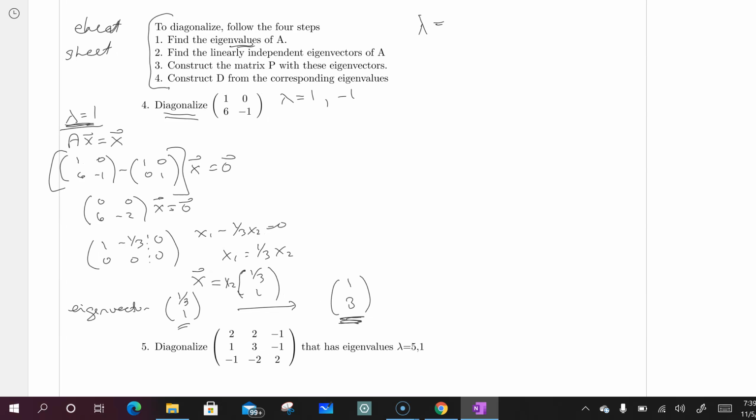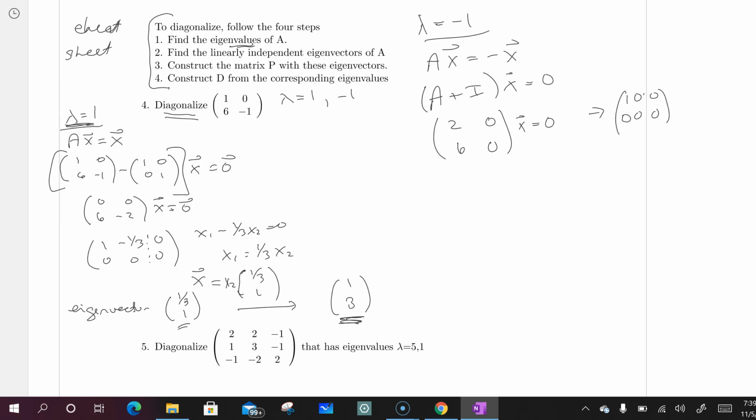Okay, so now let's go find the eigenvector that goes with the eigenvalue of negative 1. So I get Ax equals negative x. So A plus I, plus 1, x equals 0. So let's go figure out what this gives us. So this gives us [2, 0; 6, 0], x equals 0, right? So if I augment that and row reduce, I'll get [1, 0 | 0; 0, 0 | 0], right? This is the augmented. So what do I get? I get x1 equals 0. What's going on there? So what does that mean?